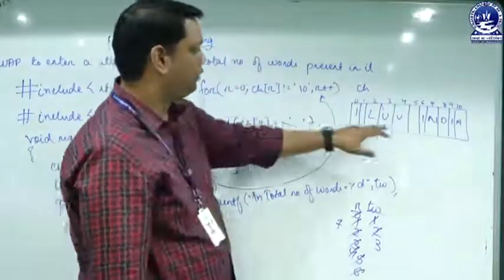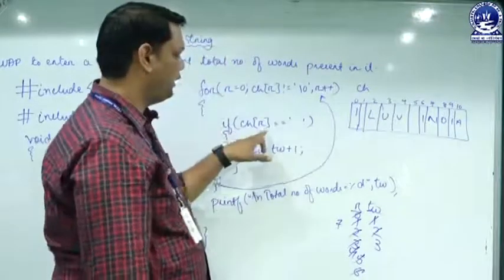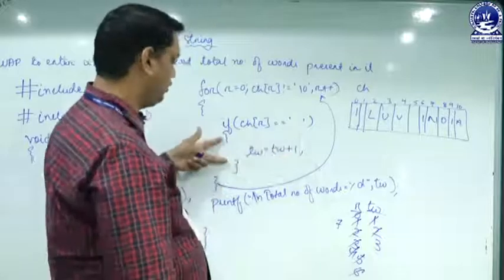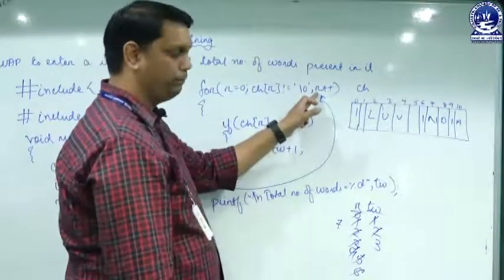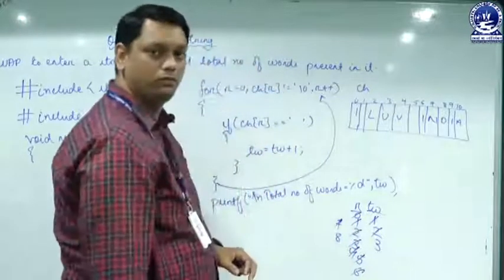Ch of 7 is not equal to \0? No, n is not equal to \0. It will come over here: n is equal to space? No, n is not equal to space. Again it will be coming over here. R plus plus, r value will be incremented by 1, that is 8.